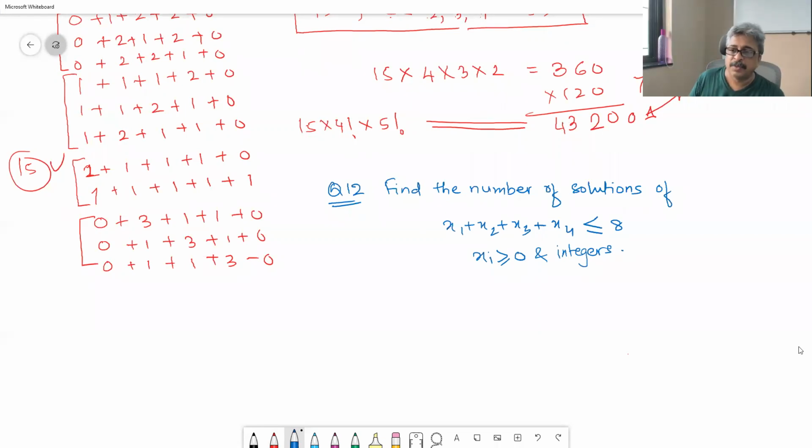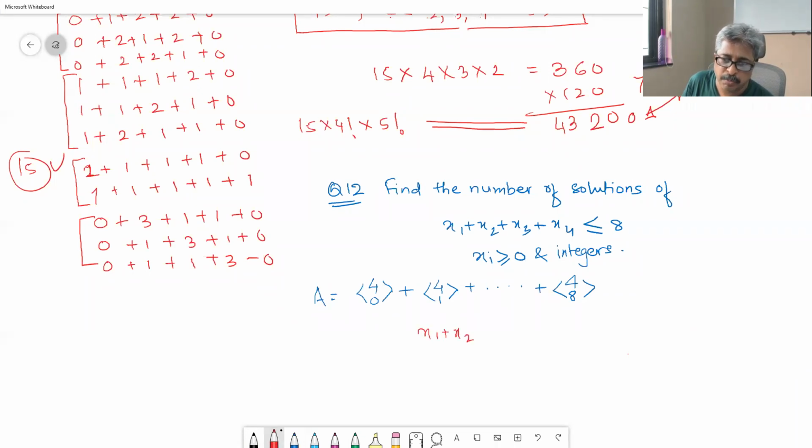Okay, because 8 is a small number, we can do it for every case. If the sum is equal to 0, the answer is 4 elbow 0, plus if it is equal to 1, the answer is 4 elbow 1, plus dot dot dot, plus if it is equal to 8, the answer is 4 elbow 8. This is your answer. These many solutions this will have. However, let me show you one more method.